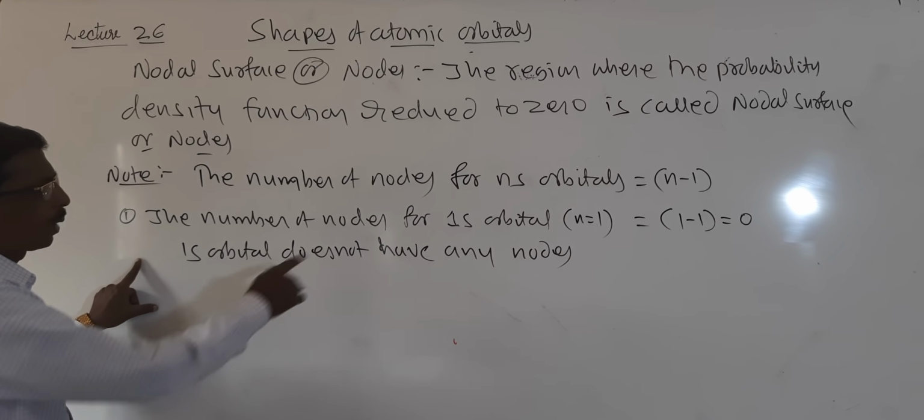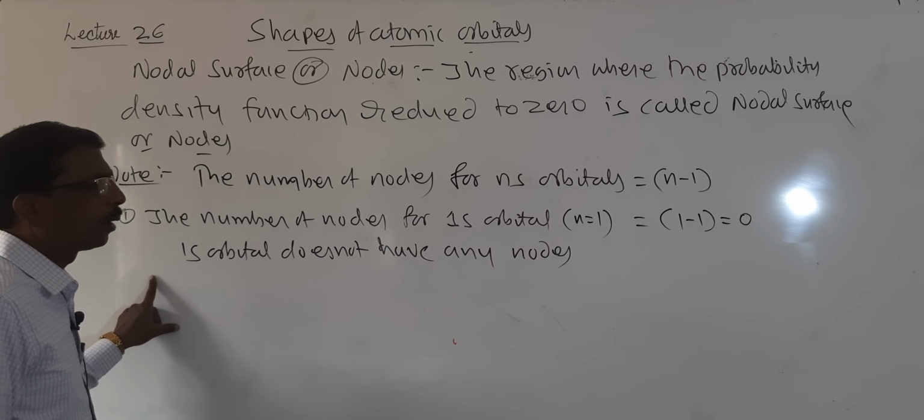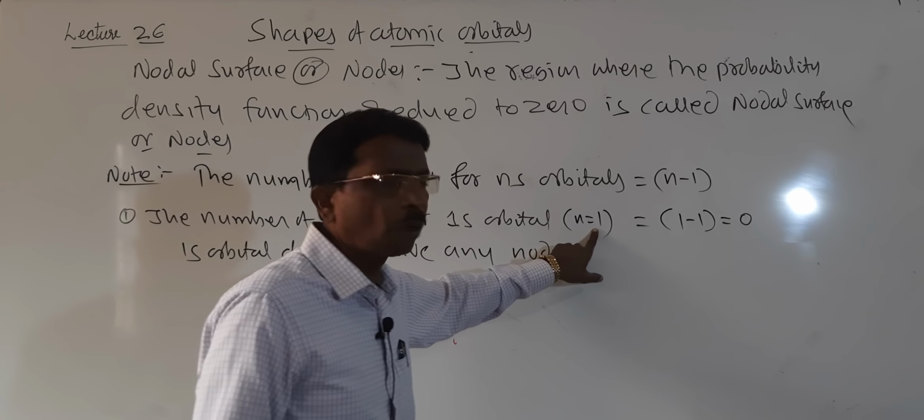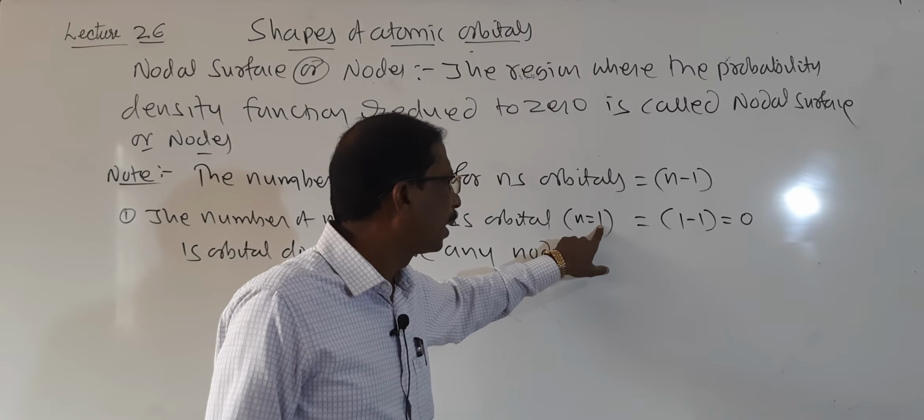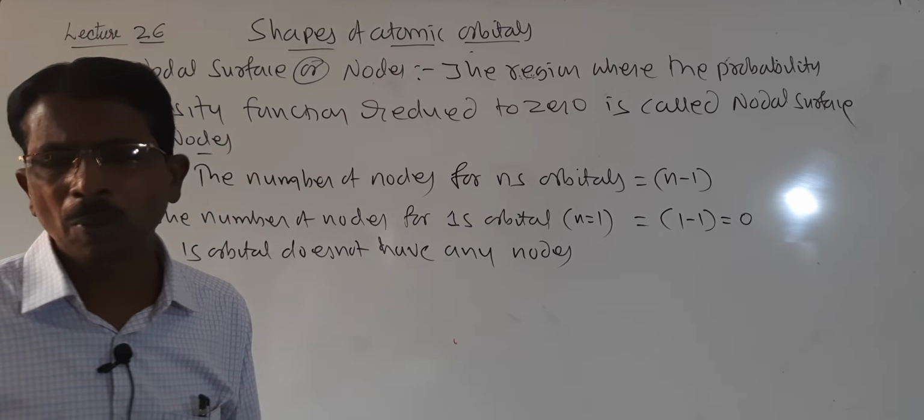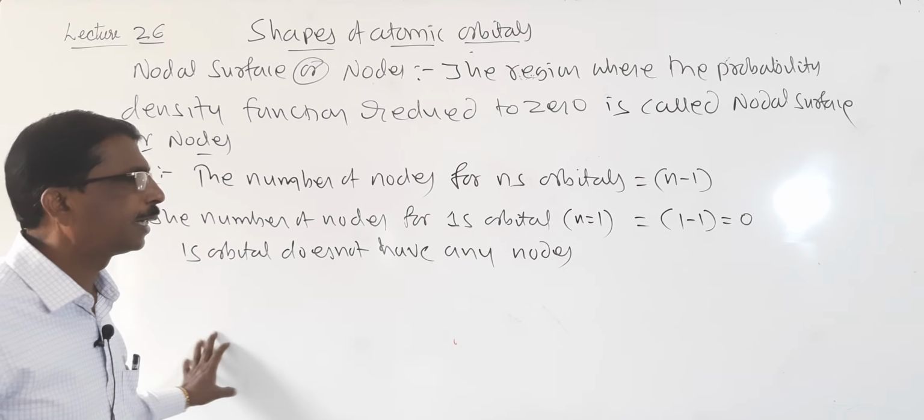So the number of nodes for a 1s orbital is n minus 1, where n is equal to 1. For a 1s orbital, n is equal to 1, 1 minus 1 is 0. So it does not have any node.